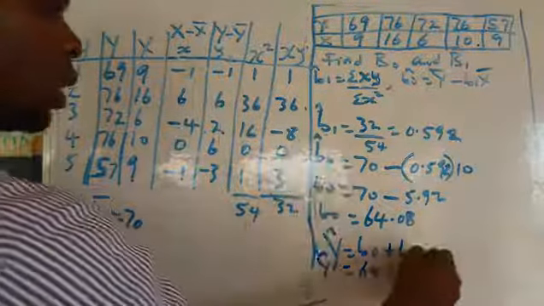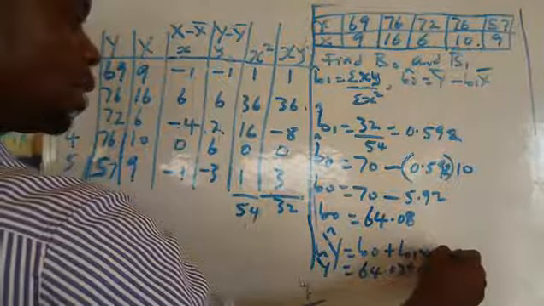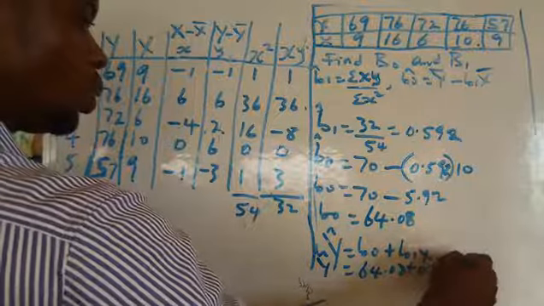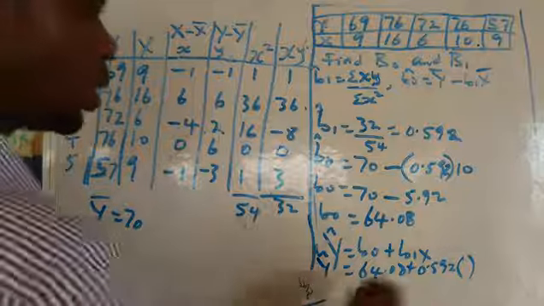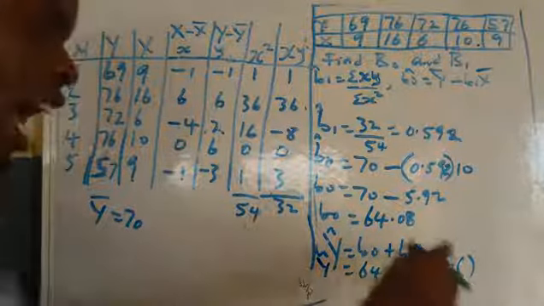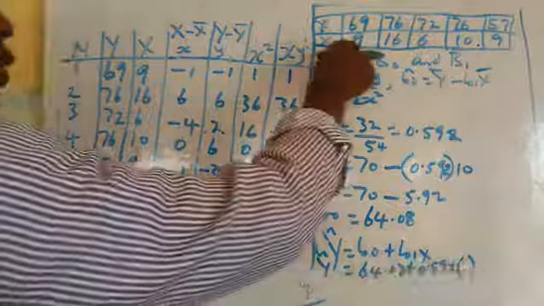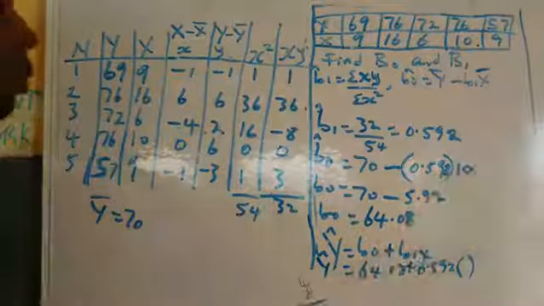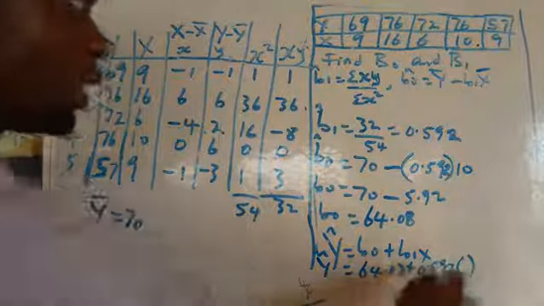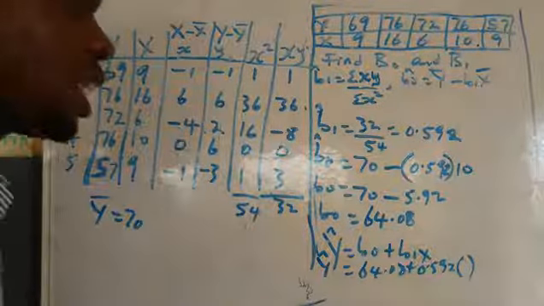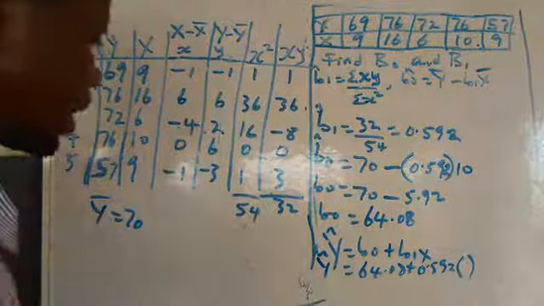What's your b1? 0.592 times x. Now, any x you want to find the value for. If the question says, what is the estimated y when x is 16, just put your 16 here. If the question says, what is the y when x is 9, just put your 9 here. So you get a final answer, that's all.